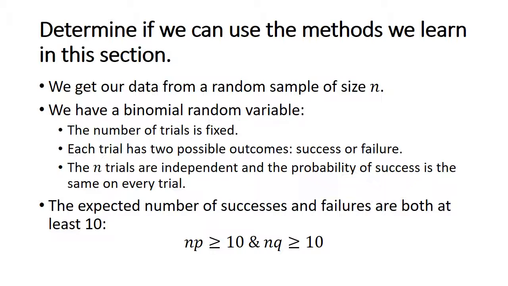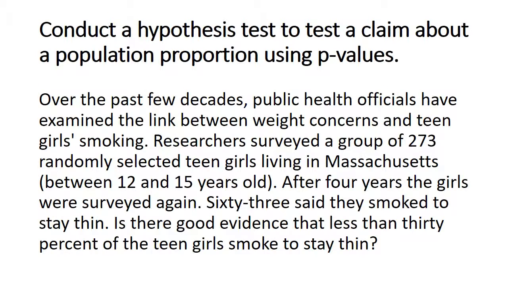So we take the size of our sample, n, times the true proportion of successes, multiply those together. That should be bigger than or equal to 10. We take the sample size and multiply it by the proportion of failures. Again, that should be greater than or equal to 10. So here's our problem, and we're going to make sure this problem fits into the type we're doing in this section, and then we're actually going to do it.